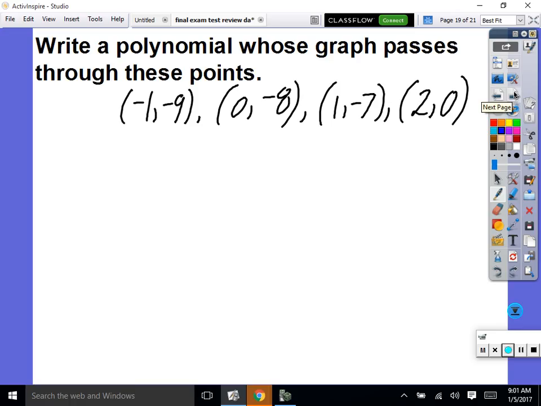Okay, so we've got to go over this one because it would be a shame to miss these ones just because you didn't know how to use your calculator. These ones don't take any math. All you have to do is calculator. So it says, write a polynomial whose graph passes through these points.